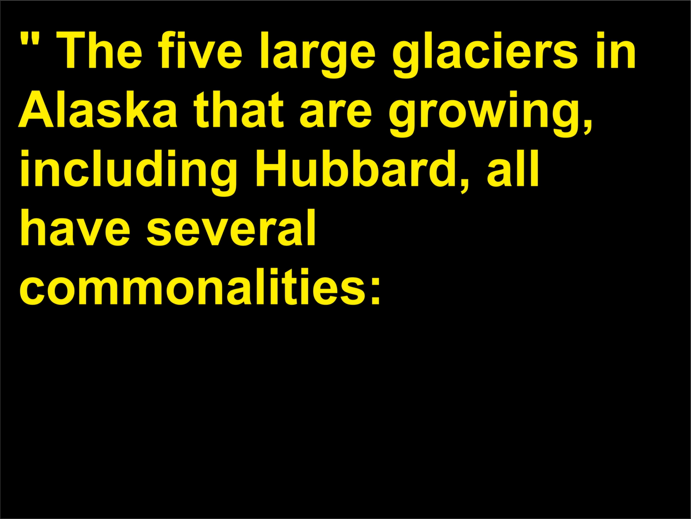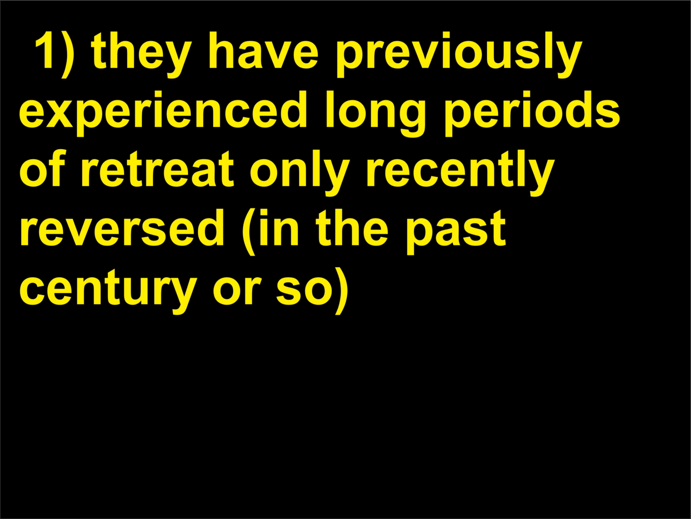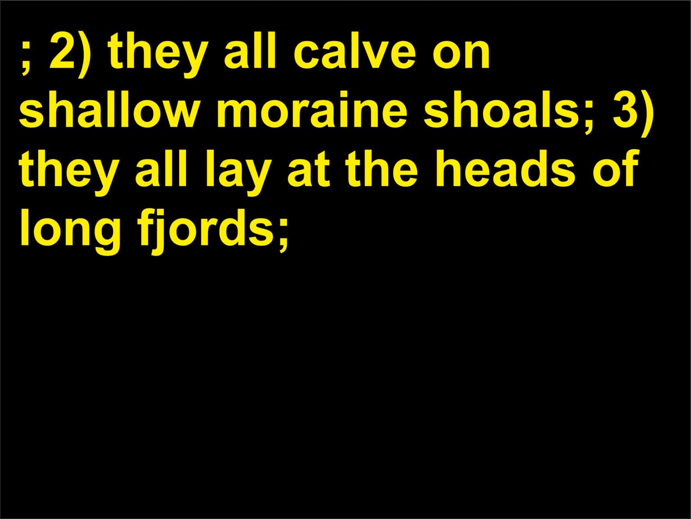The 5 large glaciers in Alaska that are growing, including Hubbard, all have several commonalities. 1. They have previously experienced long periods of retreat only recently reversed, in the past century or so. 2. They all calve on shallow moraine shoals. 3. They all lay at the heads of long fjords.